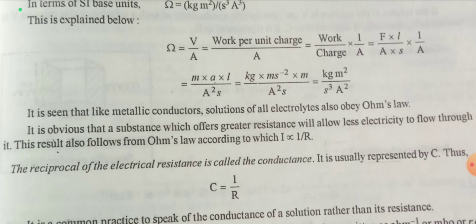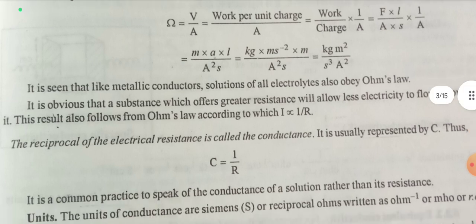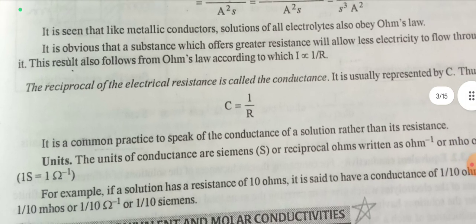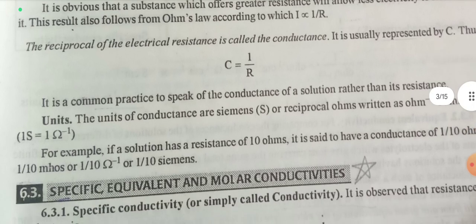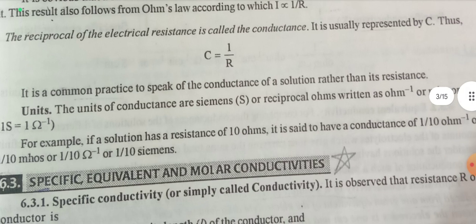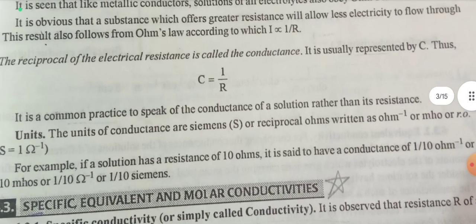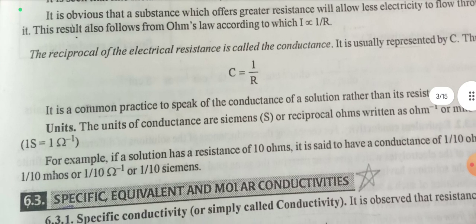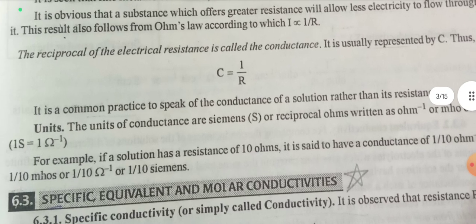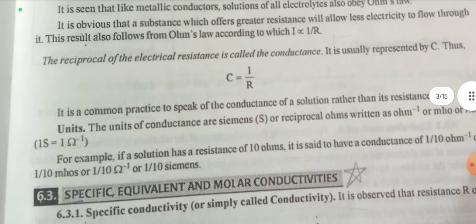The reciprocal of electrical resistance is called the conductance. It is usually represented by C. Thus, C is equal to 1 by R. It is common practice to speak of the conductance of a solution rather than its resistance. The units of conductance are Siemens or reciprocal ohm, written as ohm inverse or mho. For example, if a solution has a resistance of 10 ohm, it is said to have a conductance of 1 by 10 ohm inverse, or 1 by 10 mhos, or 1 by 10 Siemens.